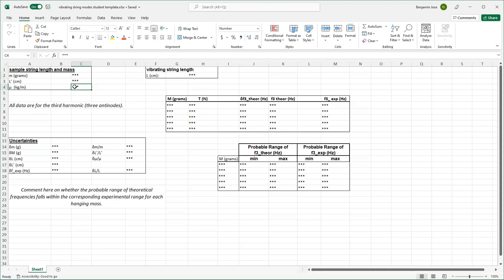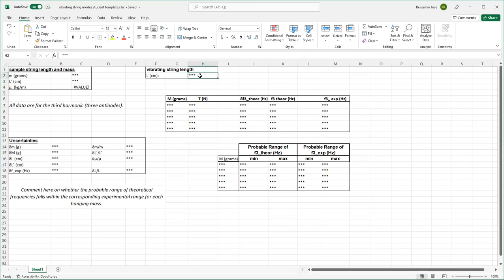Instead of just taking little m and dividing, you type equals, click the cell for mass, divide by, and then click on the cell for length of the string. You would also need to insert some conversion factors in there, right? Because there's 1,000 grams in a kilogram and 100 centimeters in a meter. Okay, you get what's up with that.